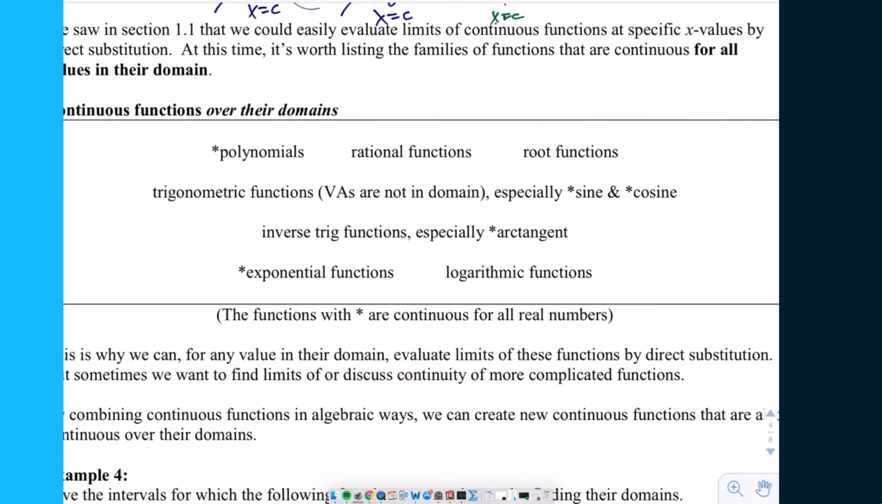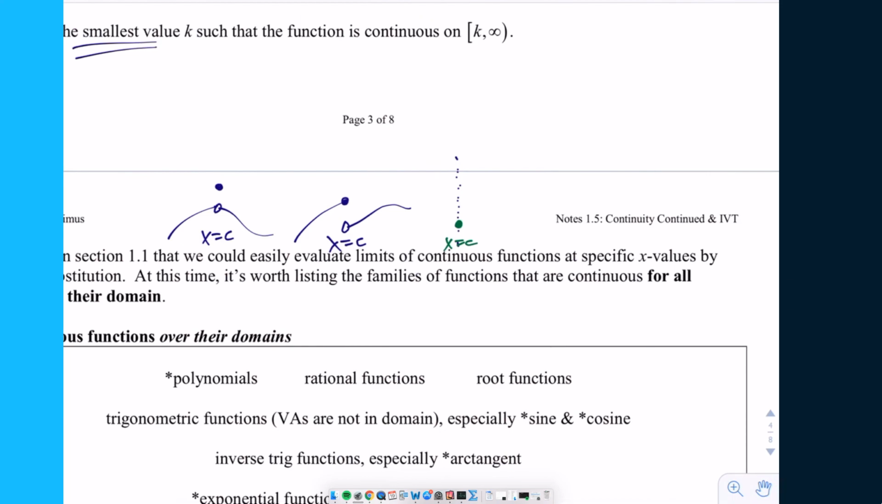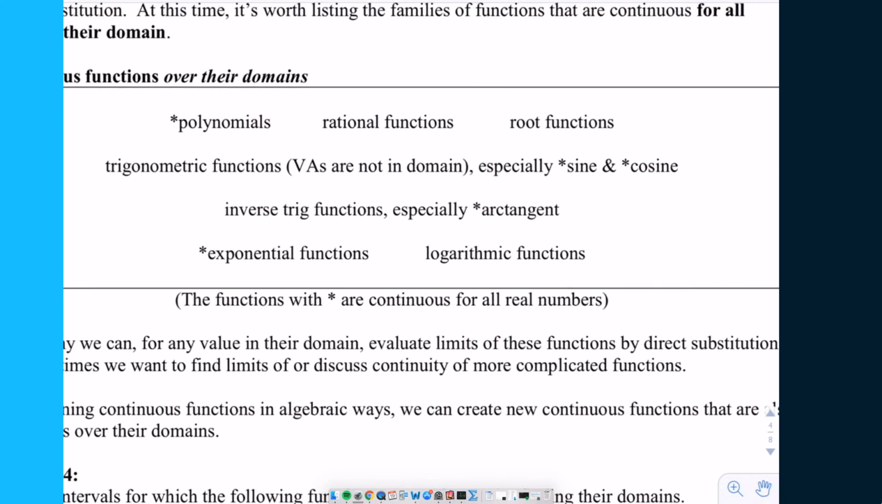So what we're saying in this chart is if the graph exists, it's going to be continuous there. The graph doesn't even exist at a vertical asymptote. So I'm not saying these are the functions that have domains of all real numbers. I'm just saying over their domains, where they exist, they're continuous. Some of these have vertical asymptotes, so in between the vertical asymptotes, it's going to be continuous. You don't have a vertical asymptote with a dot on it. But sine and cosine are especially of interest, as are inverse trig functions, especially arctangent, exponential functions, and log functions.